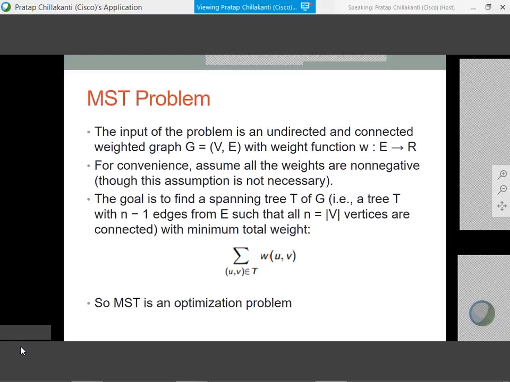A tree T. I remember one of the faculty members said that when you do the spanning tree, you will get n minus 1 edges. There's some trivial proof for that. It is always one less edge than the number of vertices. The moment you have the same number of edges, you will see a cycle. And then we want the minimum total weight of all the edges (u, v) belonging to T, where T is the tree. That is, the sum of the weights of all the edges is the minimum.